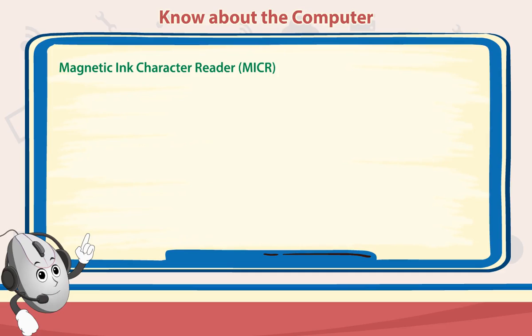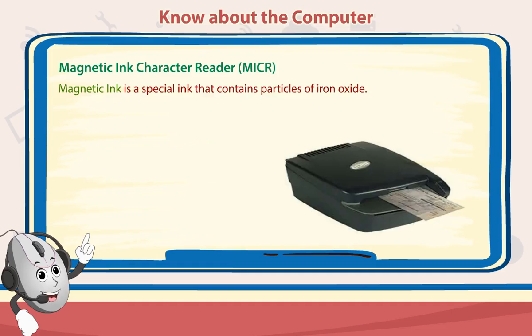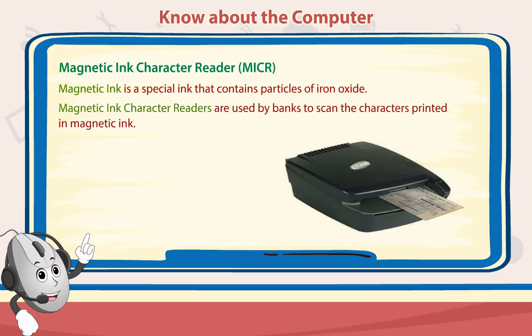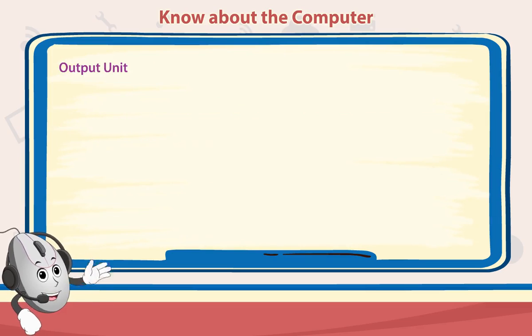Magnetic Ink Character Reader (MICR). Magnetic ink is a special ink that contains particles of iron oxide. Magnetic ink character readers are used by banks to scan the characters printed in magnetic ink. It checks the validity of bank checks.